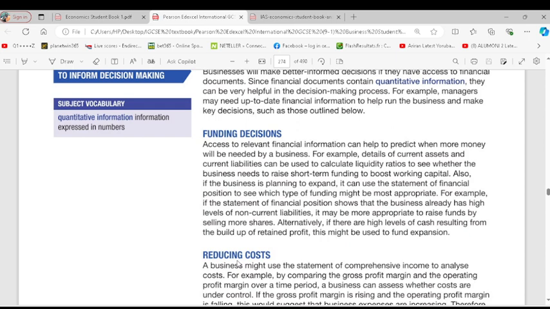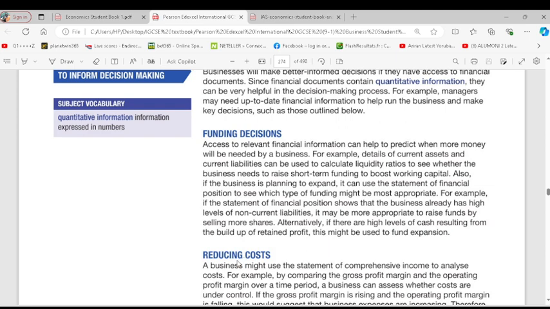What is quantitative information? Information that involves numerical figures, values, numbers. Okay. So, why do managers need informed decision making? They need to have access to financial documents. So that allows them to make decisions about, one, funding. When we talk about funding, that's talking about putting money into the business. Do we have to put more money or not? These are funding decisions. And how can a manager decide that? A manager can only decide that if he or she has access to those financial documents.